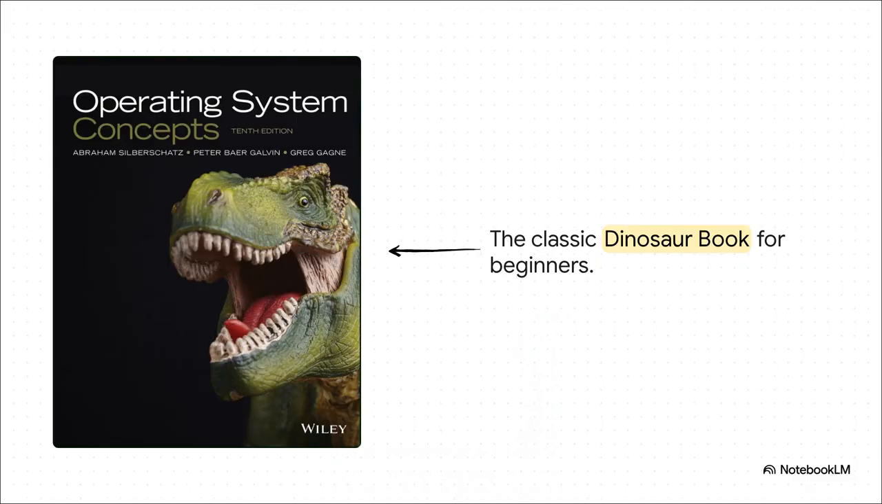Now, if you're a first-year computer science student, you have probably seen this legendary T-Rex cover. Operating System Concepts, affectionately known as the Dinosaur Book, is the absolute gold standard for this subject. And hey, don't worry if these initial concepts sound a bit abstract at first. We're going to break down every single complex layer clearly and effectively so you can fully grasp the foundation.